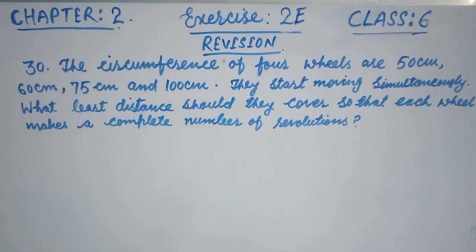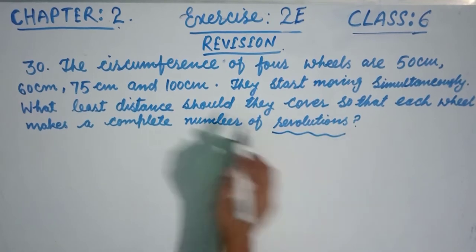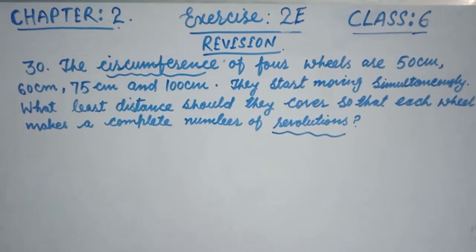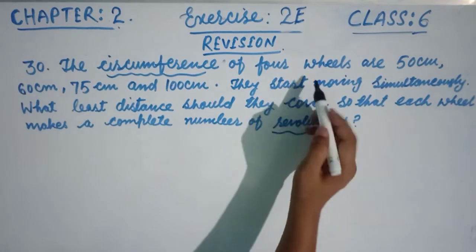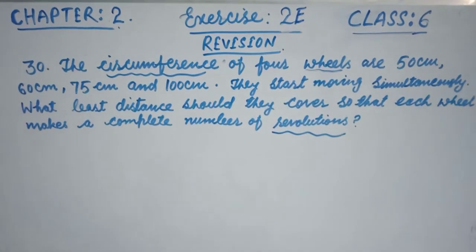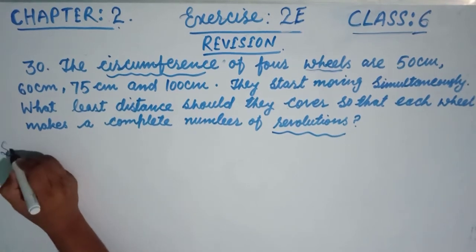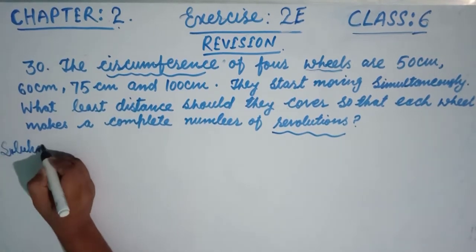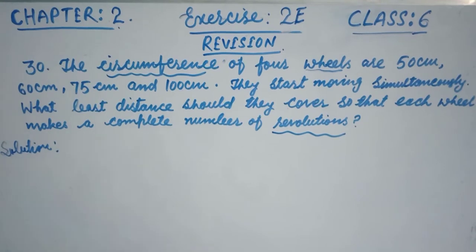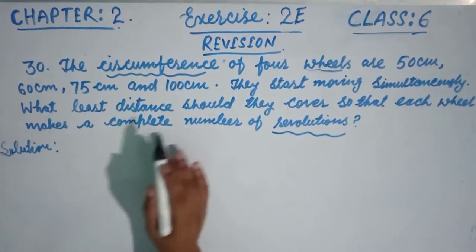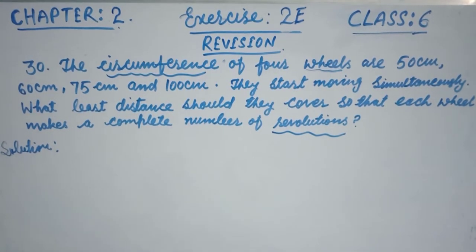So here the terms, friends, are revolutions, and the first term is circumference. What do you mean by circumference, friends? The circumference is the perimeter of the circle, and here the term is the wheel. Wheels look like a circle. First write the solution, friends. And see, friends, there are 4 wheels.